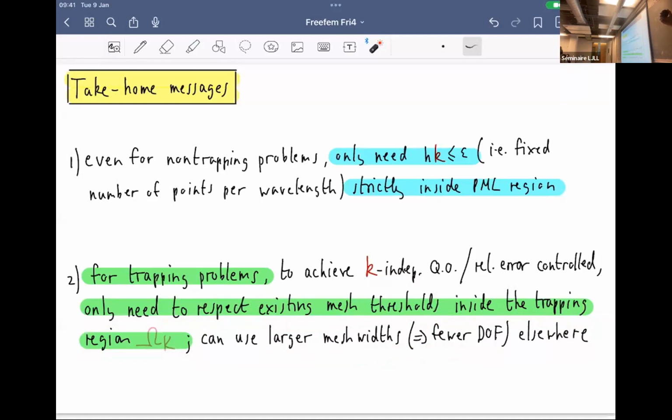One question, remark, comment in the audience and also on the web.